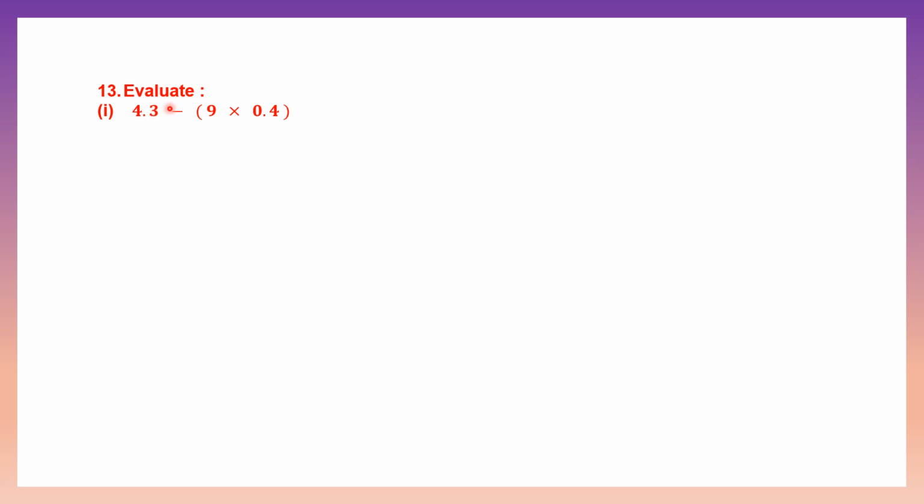Question 13. This is evaluate. So as you can see, I can see minus, I can see brackets, I can see multiplication. So whenever there are many operations, immediately think of BODMAS. This will tell you which one you must do first. So according to this, we should do brackets first. And I can see brackets here. So we need to work that out.